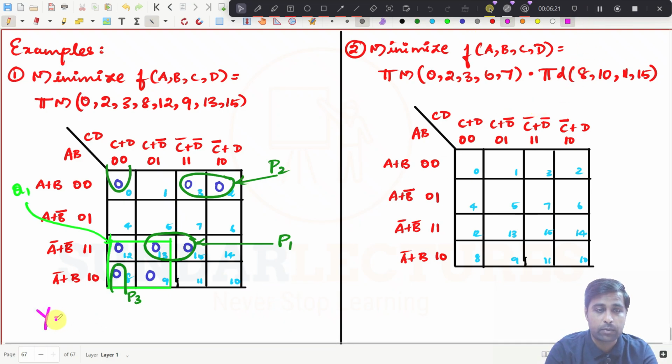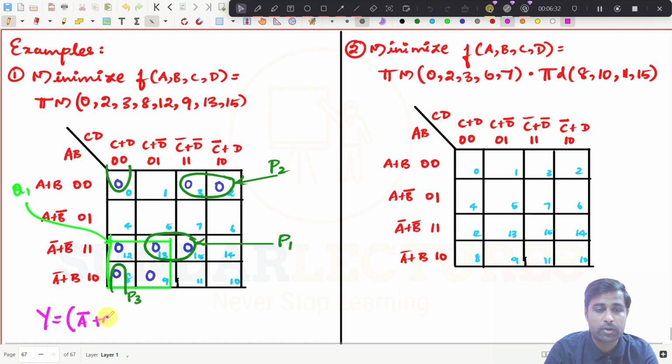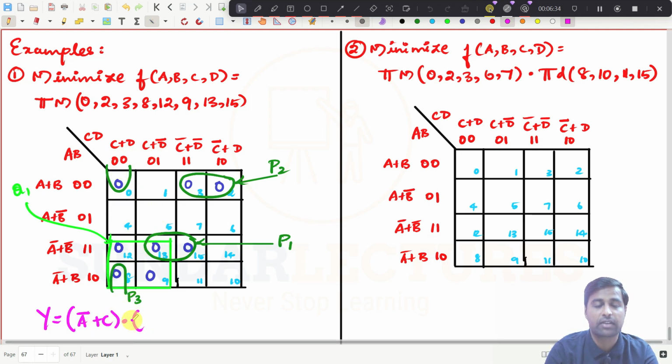It is very simple, right? Y is equal to, put a bracket for this quad. What is the common term in these two? A bar is the common term. And for these two cells, what is the common term? It is C, right? So put plus C. I have done this for the quad.